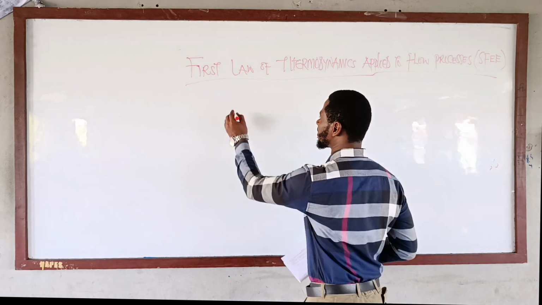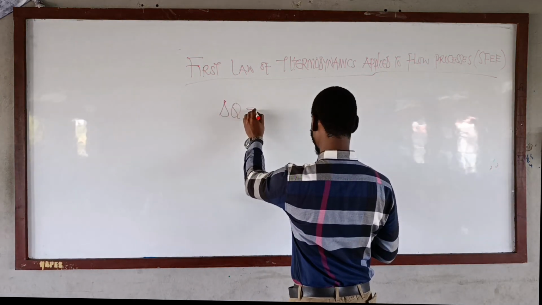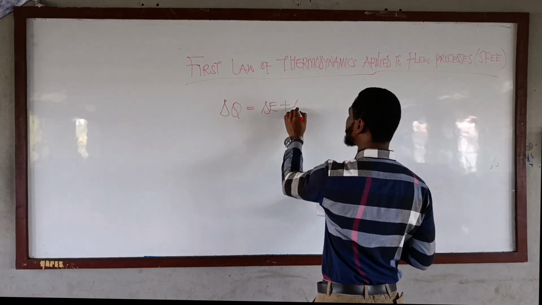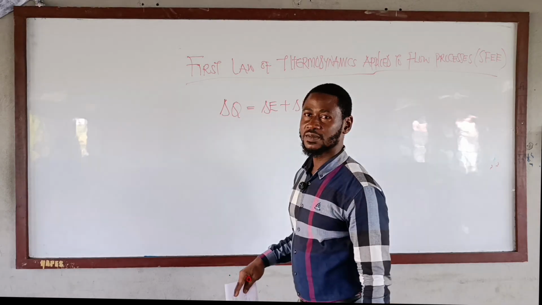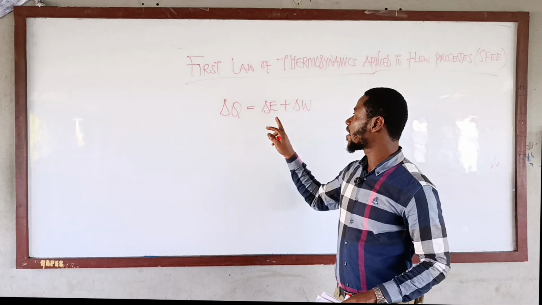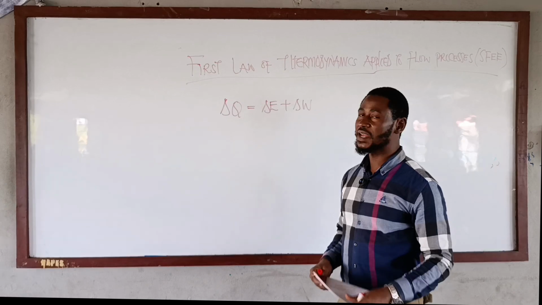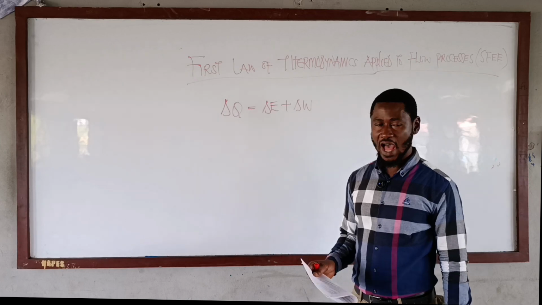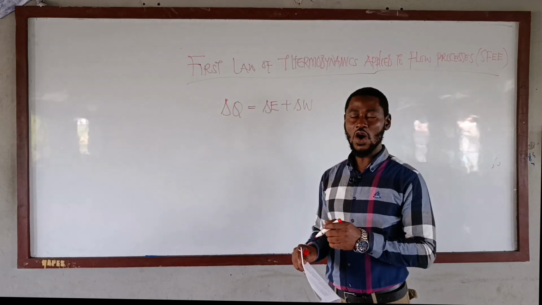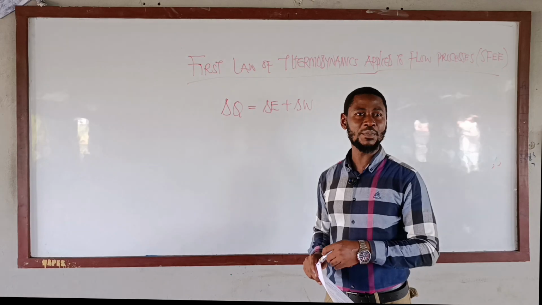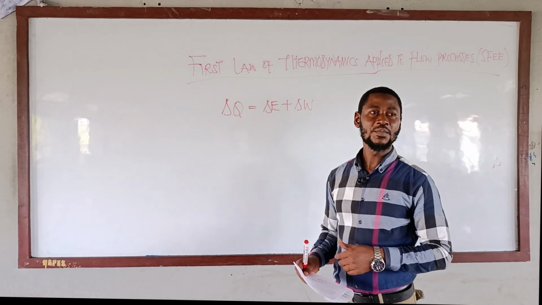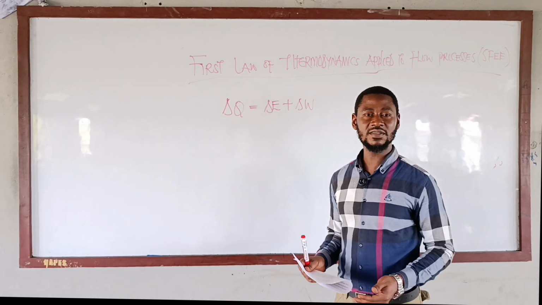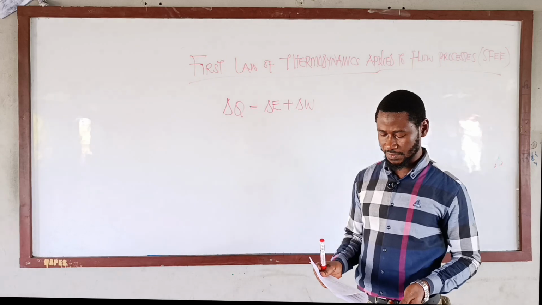And this law is expressed mathematically as delta Q equals delta E plus delta W, where delta Q is the change in heat, delta E is the change in internal energy, as well as delta W is the change in work done. However, there are many practical applications of the first law of thermodynamics as it is applied to flow processes. They are used in turbines, pumps, compressors, boilers, heat exchangers, among others.